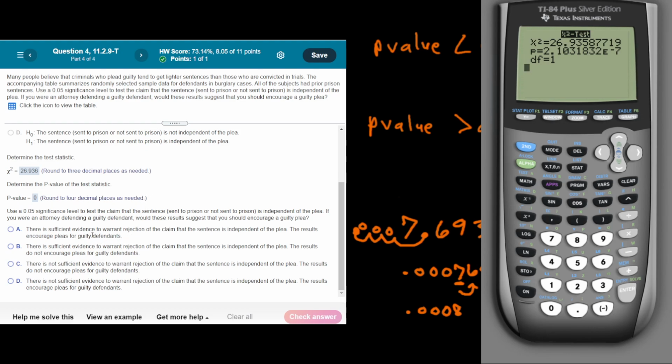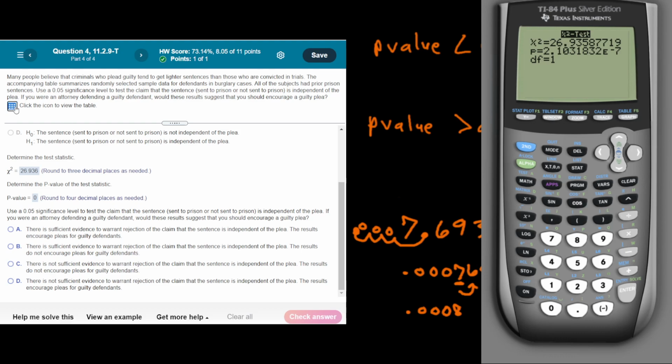Enough evidence of what? So there is sufficient evidence to warrant rejection of the claim that the sentence, I like that one. They're talking about independent. Let's see. There is sufficient evidence to warrant rejection. Oh, they both say the same thing, except for the last part. The results do not encourage pleas for guilty defendants. Now they're going to make us think, does it encourage pleas for guilty defendants or not?